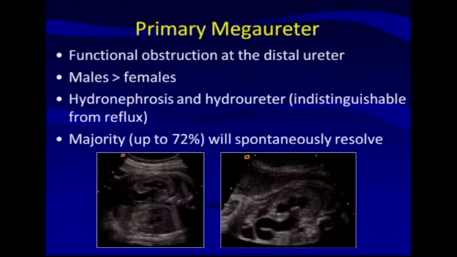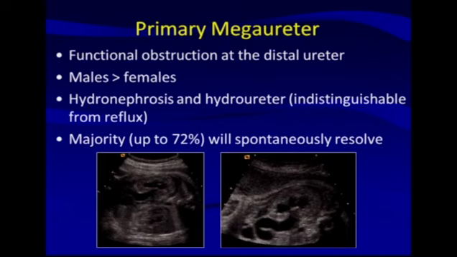Primary megaureter occurs when there is an aperistaltic segment within the distal ureter. So again, this is a functional obstruction, not a mechanical obstruction to flow of urine from the kidneys into the bladder, also seen more commonly in males than females.